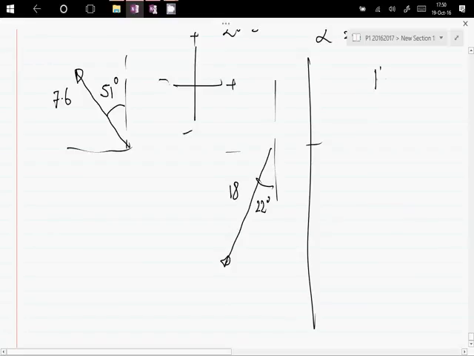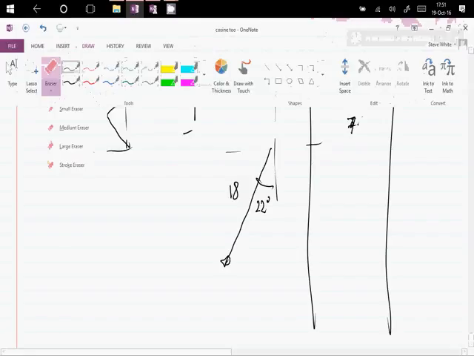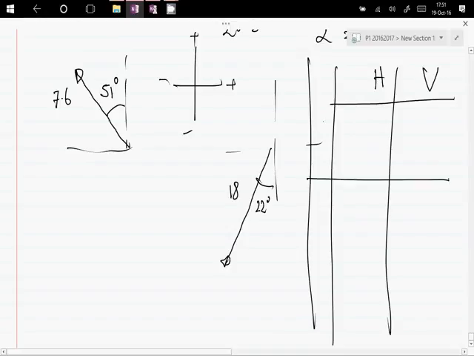So I've got horizontal and vertical of the 7.6. Oh, shouldn't have put it there. Let me just rub that out before it makes a mess. Okay, so then I'm going to put this down here, and this is going to be the 7.6 vector. This is going to be the 18 vector, and then this is going to be the sum of them.